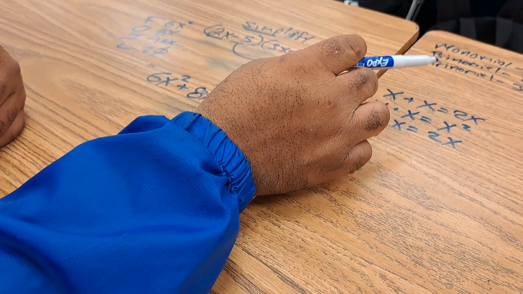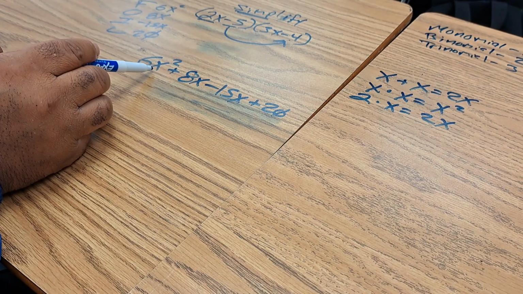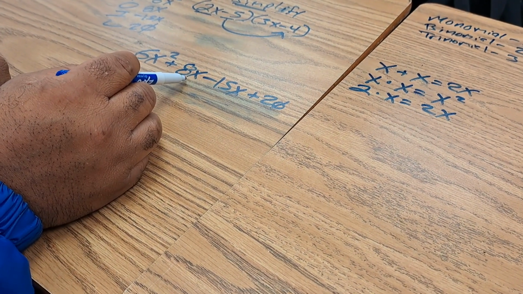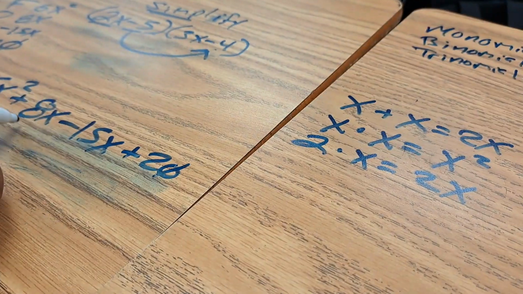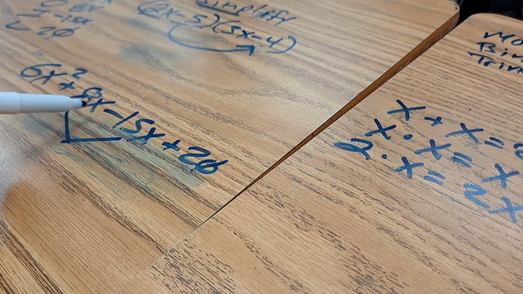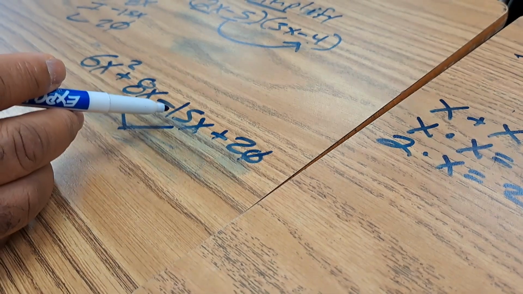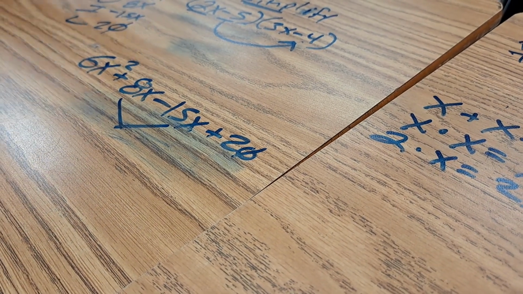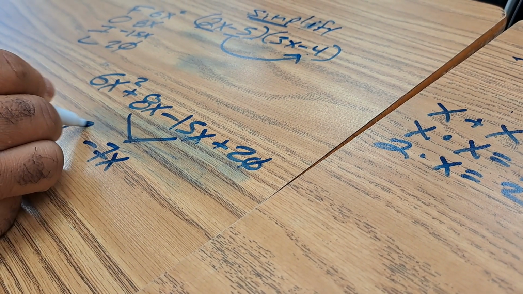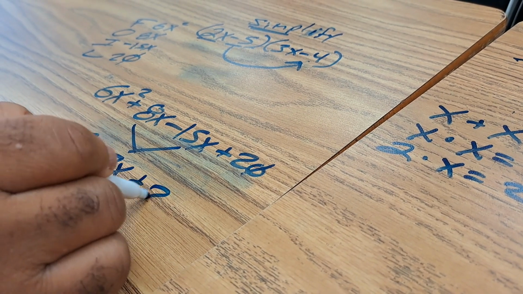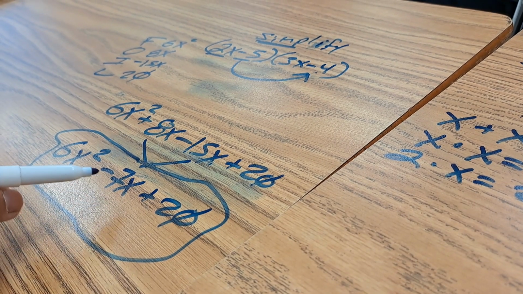Now, we're getting back to the terms. So I see here that these are like terms. See, this is the x squared family. This is the 8x. So that's the x family. Negative 15x, that's the x family. And this is the number family. So I can combine 8x minus 15x. I can combine them because they're in the same family. All right, so 8 minus 15 is going to be negative 7. So it's going to give me negative 7x. So now I have 6x squared minus 7x plus 20. And this will be the final answer. 6x squared minus 7x plus 20.